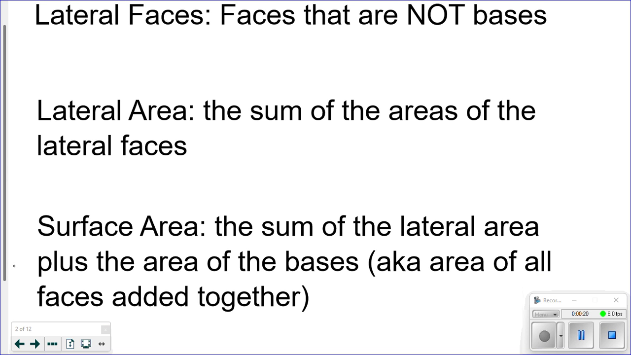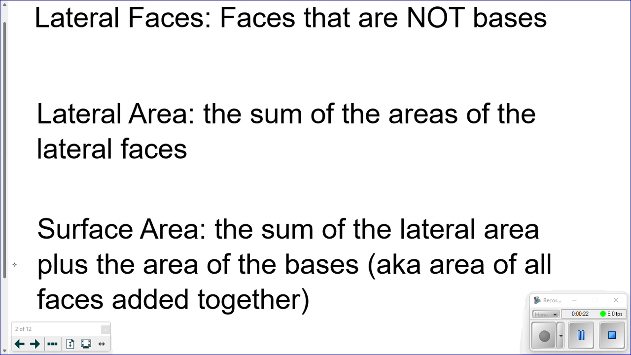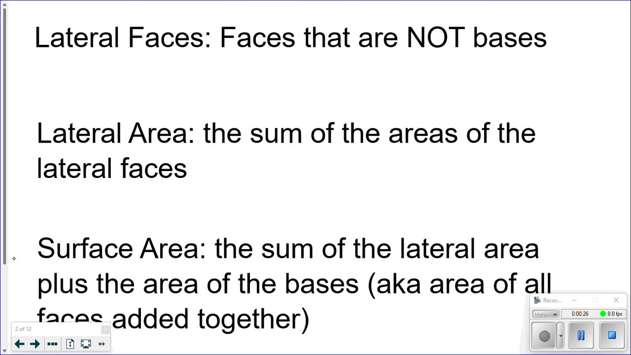In 7th grade last year, we talked about just regular surface area, what it was, and we found it, but now we're going to add another thing to it, and it's called lateral faces and lateral area. So lateral faces are faces that are not bases. Remember, bases are the opposite ends, same shape, and lateral faces are anything that is not a base.